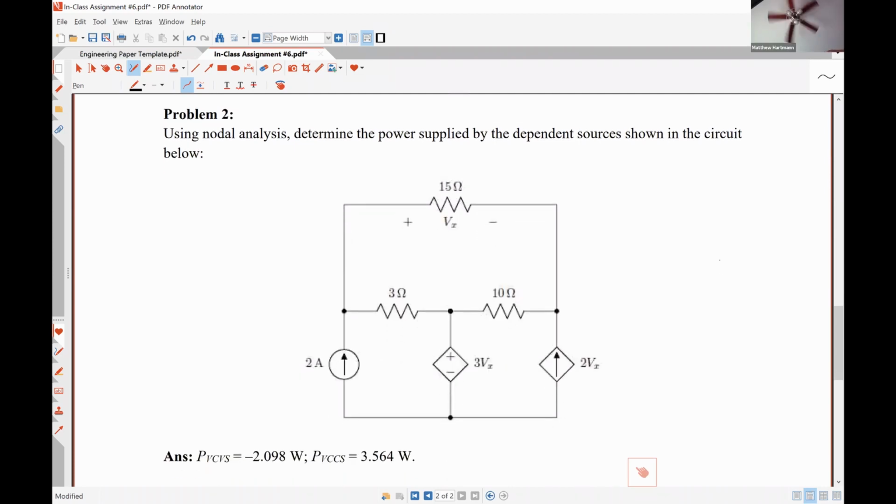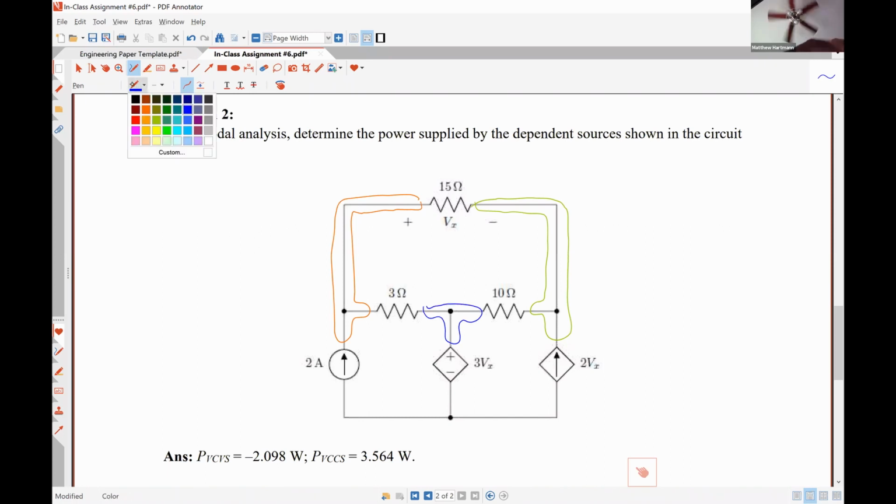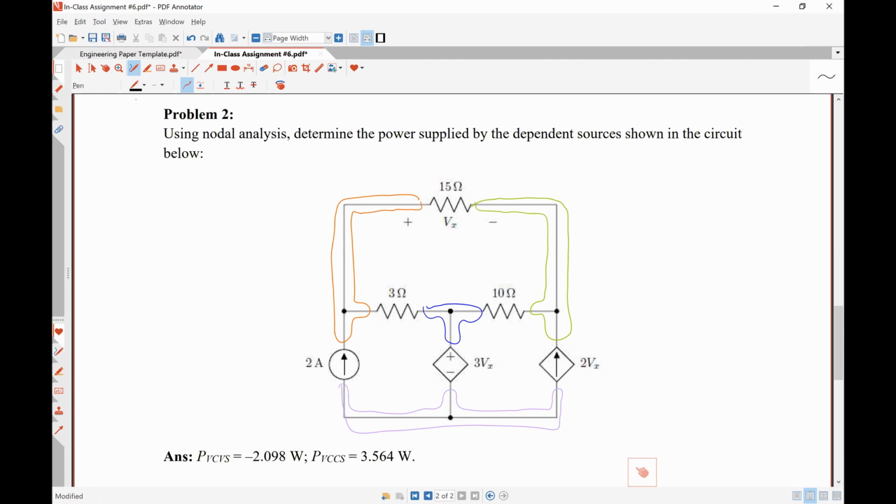So problem 2, using nodal analysis, determine the power supplied by the dependent sources shown in the circuit below. So let's identify our nodes. Alrighty, so that's step 1. Which one of these 4 nodes do we want to serve as our reference? The bottom one. Okay, that seems reasonable. It's going to make it more boring, but that's okay.